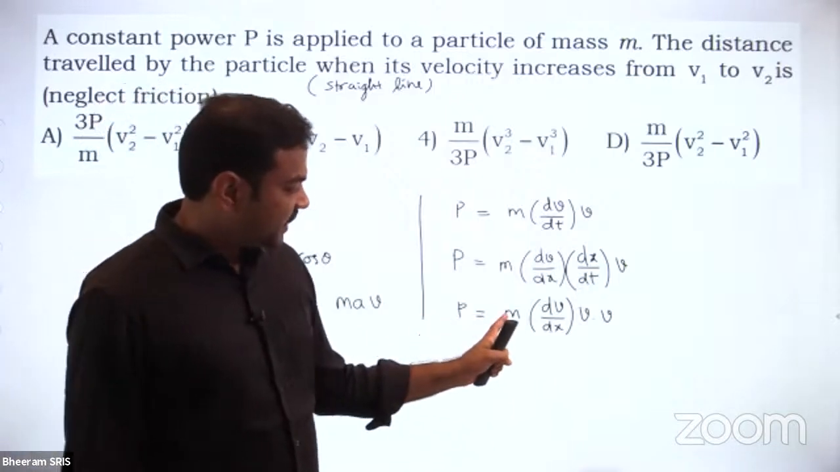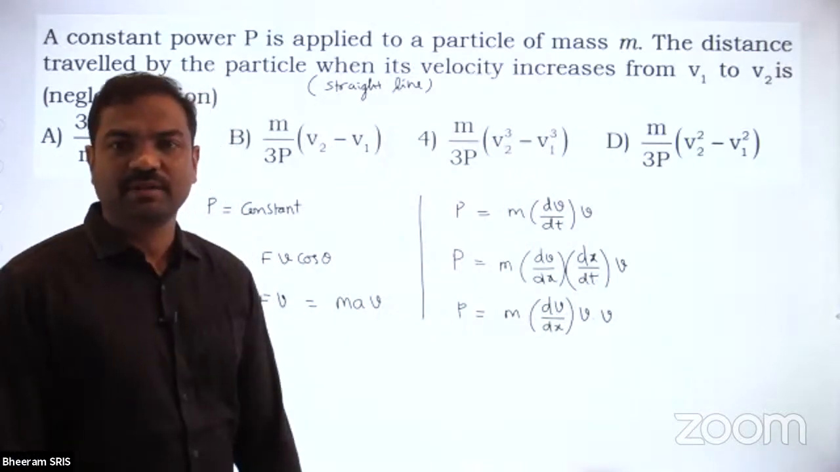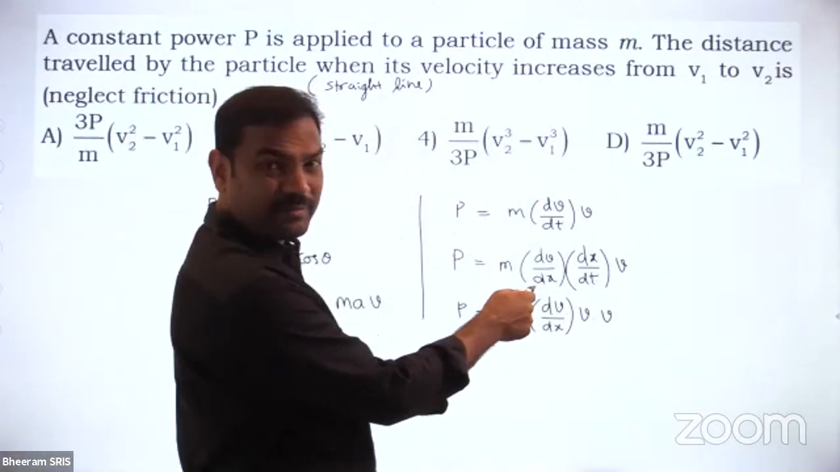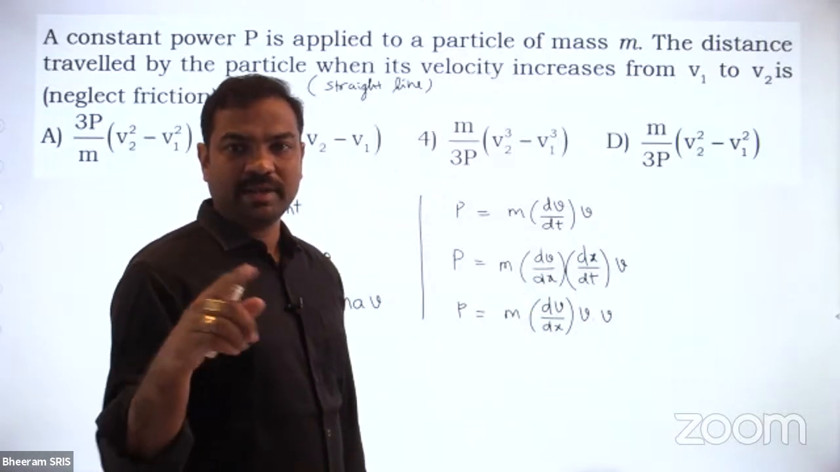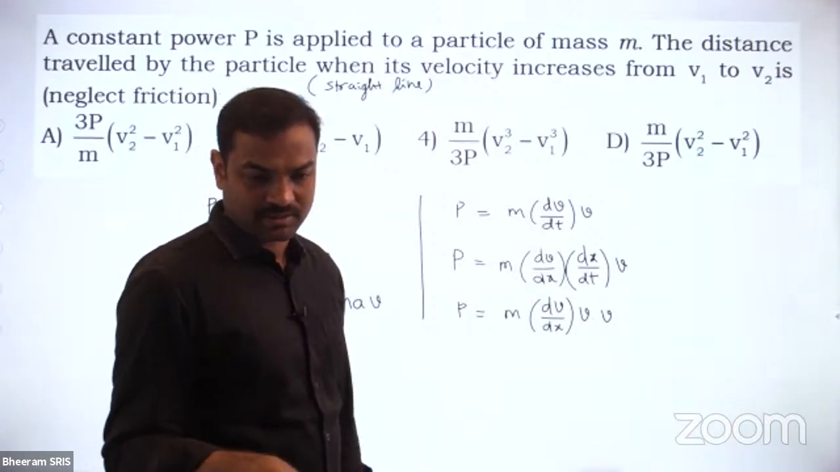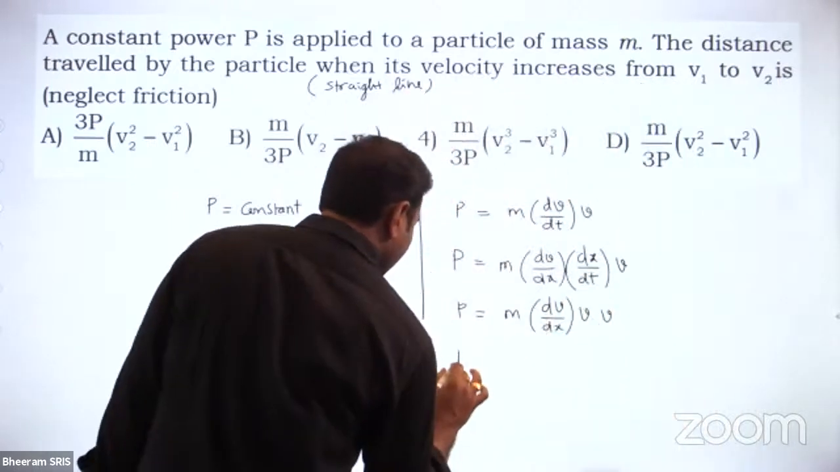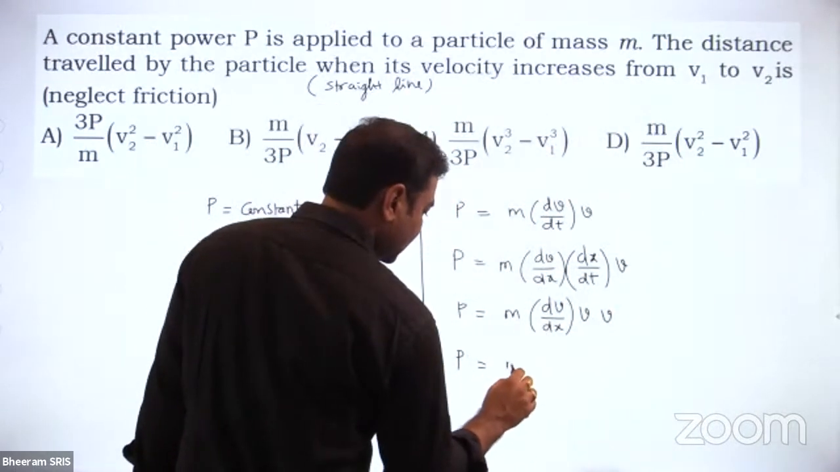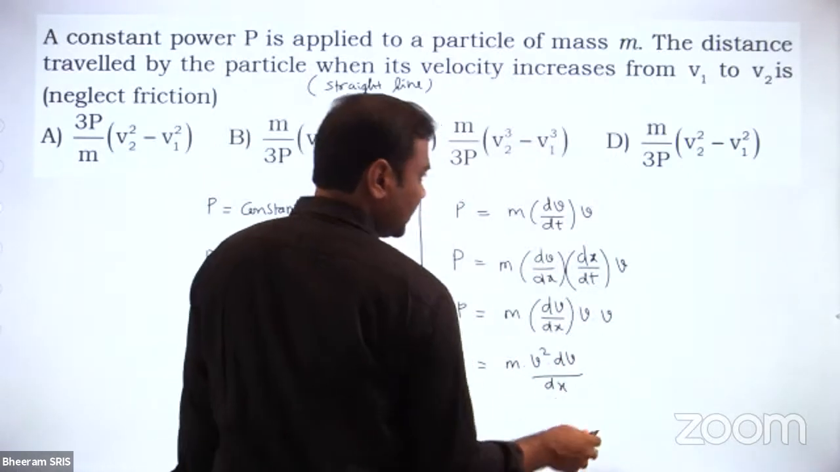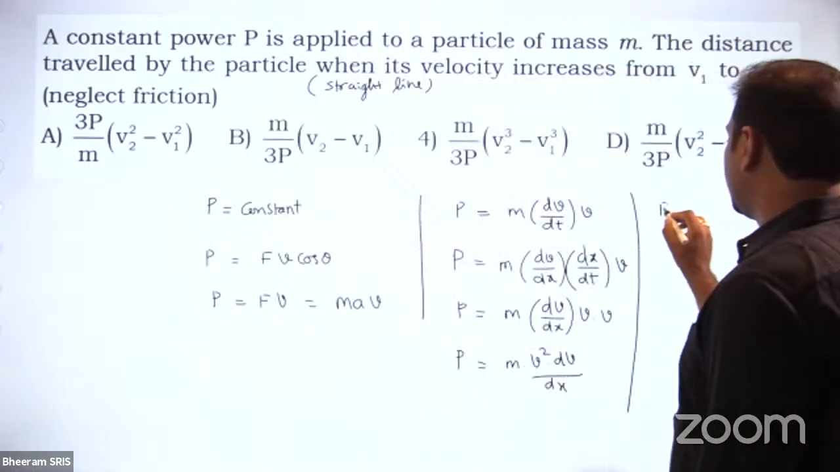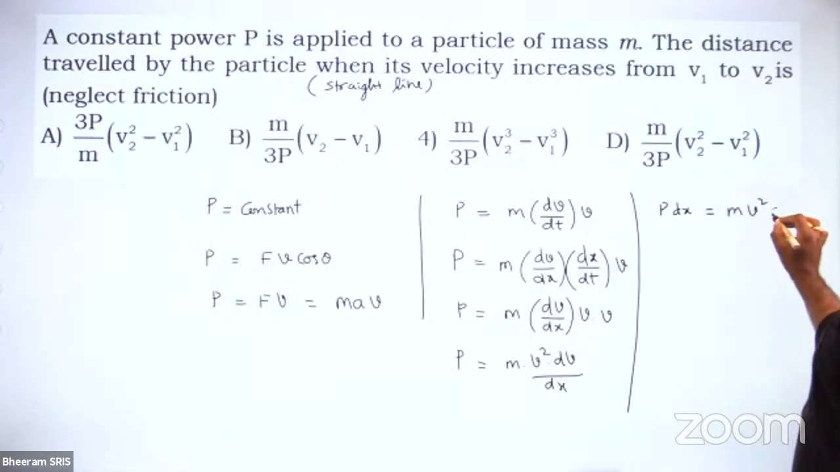Now see, mass and power are constants. The equation is converted into velocity and displacement. Yesterday or the day before yesterday I told this: whenever non-uniform motion is there, acceleration can be written as dv by dt, or dv by dx into dx by dt also. Do you remember? So power is equal to m into v square dv by dx. Now we require the dx value, so I'm writing p dx on this side, and m v square dv on the other side.